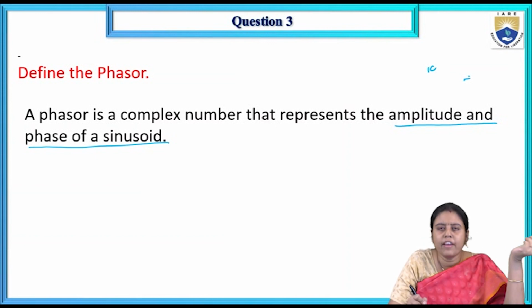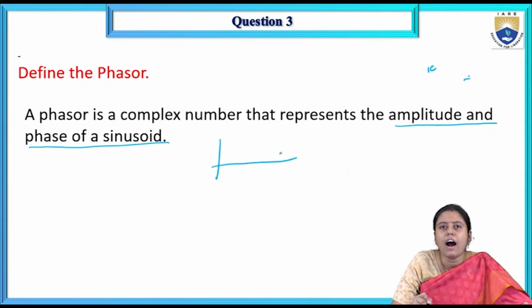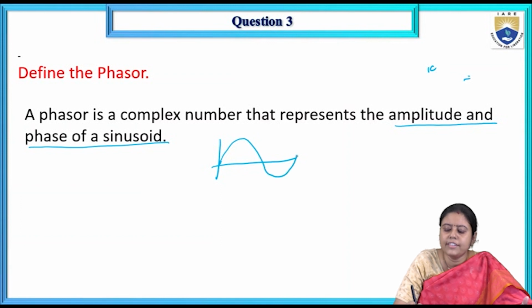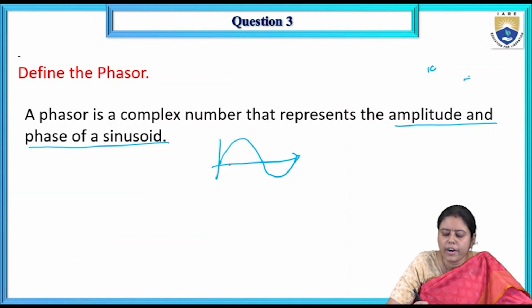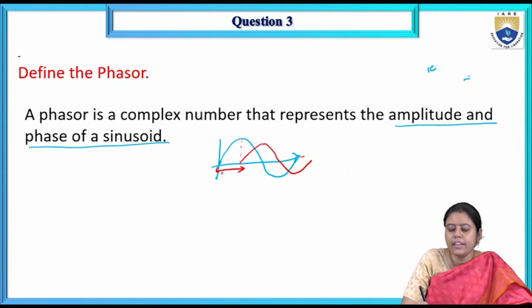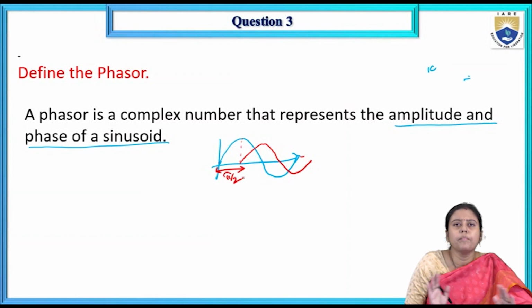If you take one simple example, say we are going for an RL circuit, or a simple L circuit. In this L circuit, the voltage is leading and the current is lagging. What does this mean? If we are giving an AC voltage, the voltage is leading and the current is lagging by 90 degrees. So the current will be like this, by an angle of pi by 2. So this is a simple AC circuit.